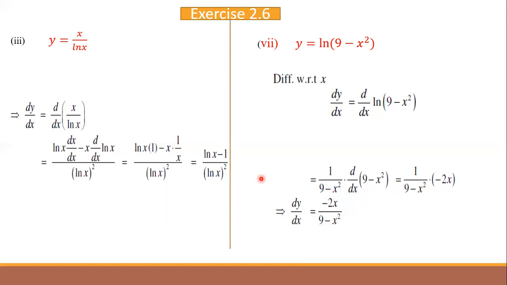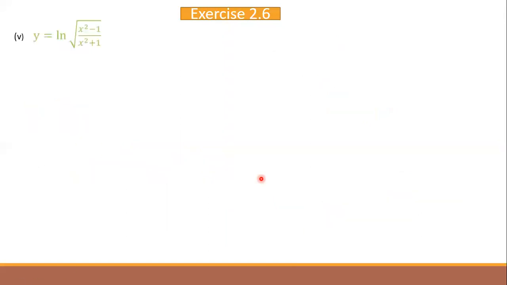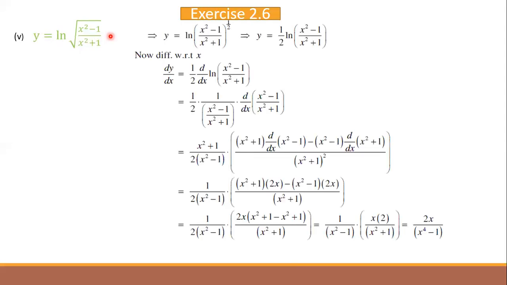Students, these parts are very important. Now the next is y is equal to natural log of square root of x square minus 1 over x square plus 1. Again, what is the value of square root? The square root is power 1 by 2, and the power comes first. Why? Because of the properties of natural log.